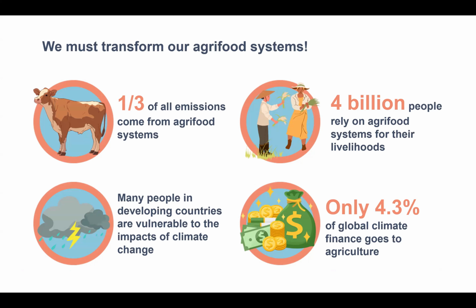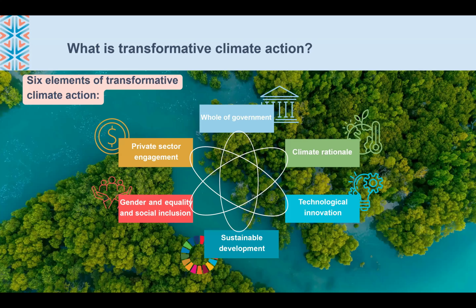We also know from the IPCC report that SDG 2 on food security will not be achieved if we don't act on climate. And at the same time, we know that SDG 13 on climate is not going to be reached if we don't act on agri-food systems. Next slide. So there's a big gap in action and in finance. And for that, we really need to move from incremental to transformative climate action.